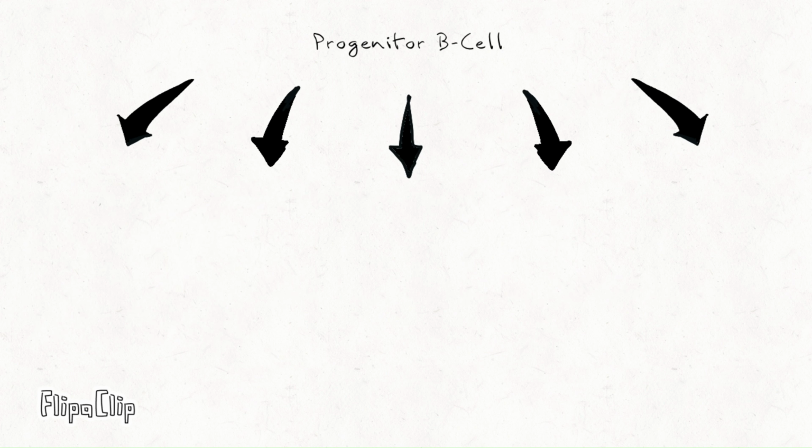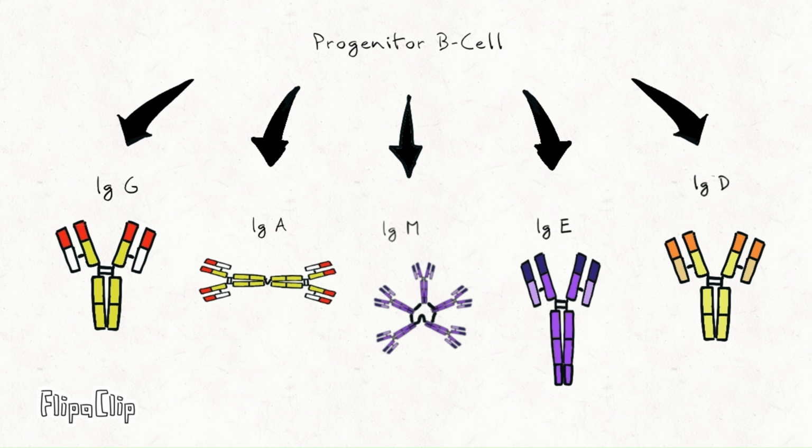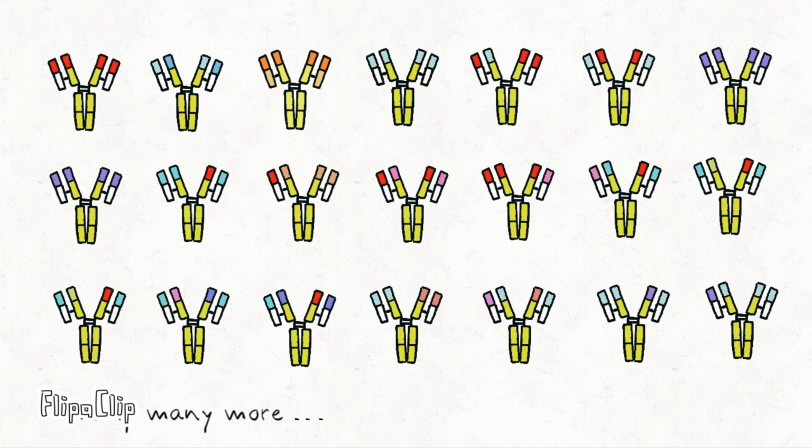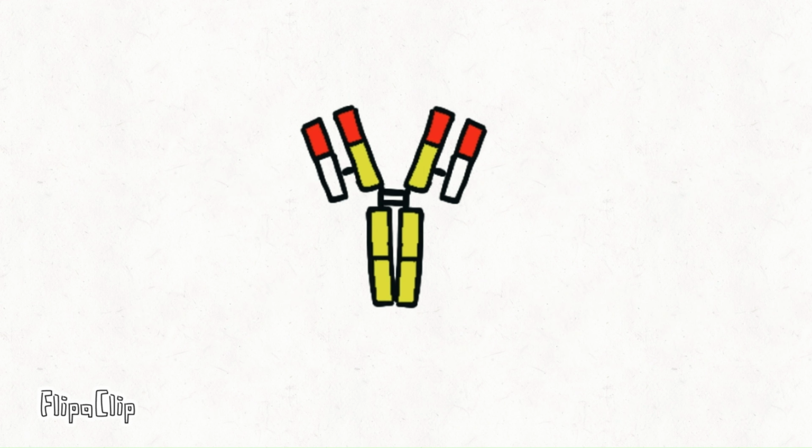There are 5 main isotypes of antibodies in humans, namely IgG, IgA, IgM, IgE, IgD. Each of the antibodies would undergo somatic recombination to form specific types of antibodies, which leads to the existence of an estimated 10 billion types of antibody. Now, let's understand the structure of antibodies.